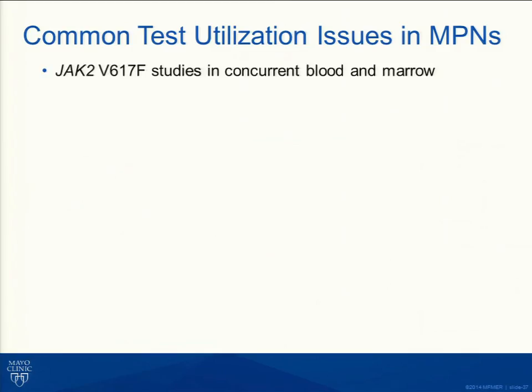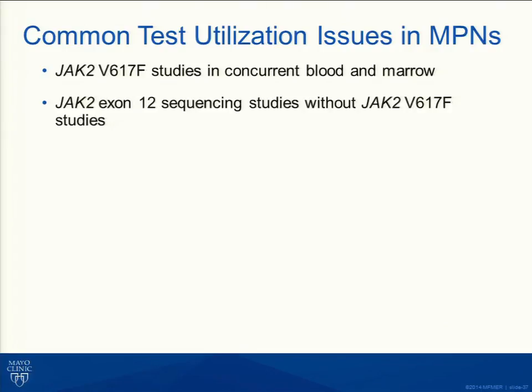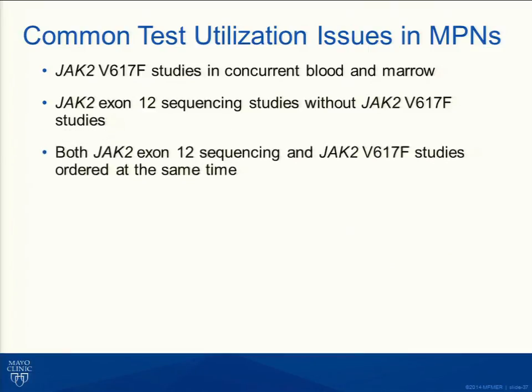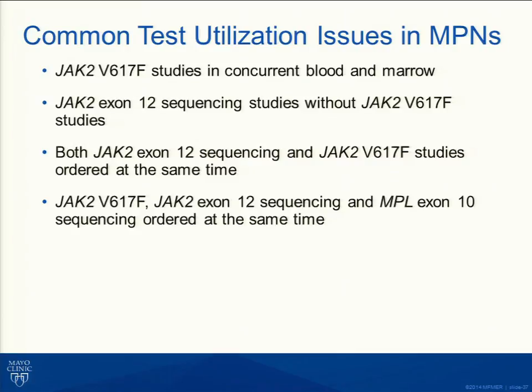So some of the common test utilization issues in MPN include the JAK2 V617F studies ordered concurrently, so just cancel one. Sometimes you see the exon 12 ordered before the JAK2 V617F study. And as I mentioned, this one is only indicated if you're considering PV, and this is negative. Two of them ordered at the same time, 3 of them ordered at the same time. Now we're starting to offer CALR. Sometimes you see 4 of them being ordered at the same time.